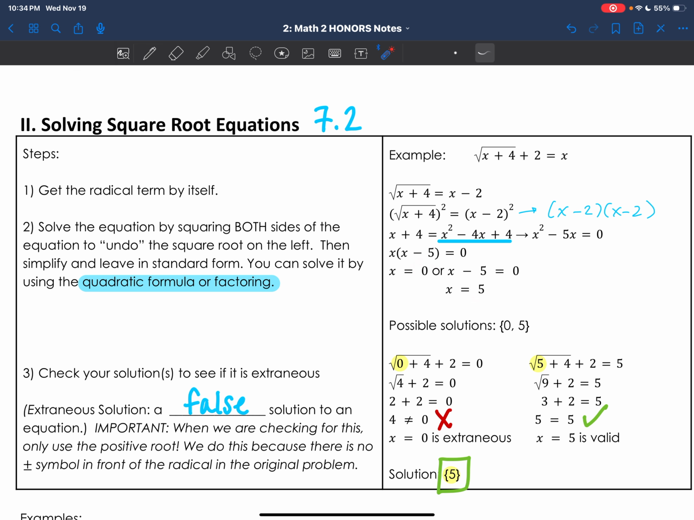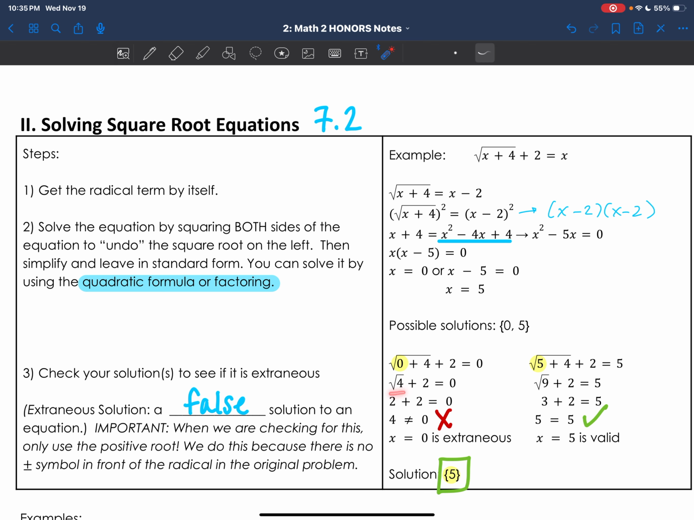Now, these are possible solutions of 0 and 5. It's very important that you check your solutions to see if it's extraneous. So an extraneous solution is a false solution. When you're checking, you're only going to use the positive root, because there's no plus or minus symbol in front of the radical of the original. So we're going to substitute in our value to wherever you saw x in the original equation.